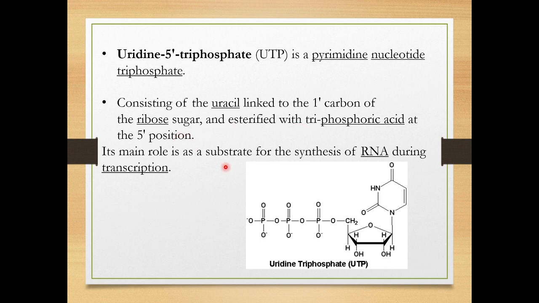The main role is as a substrate for the synthesis of RNA during transcription. So this is how the RNA is produced during transcription. Transcription means what? Formation of RNA.